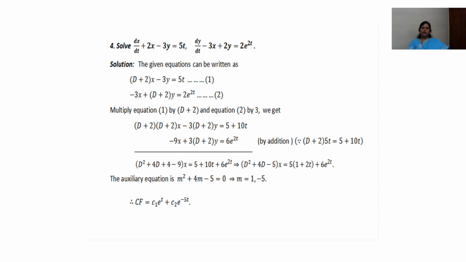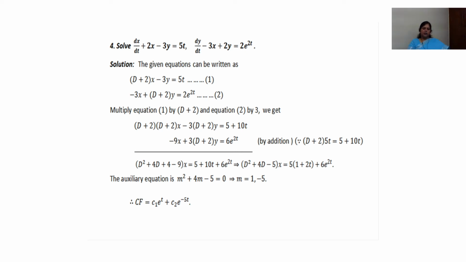Right side value also we have to add here. Now the equation becomes (D² + 4D − 5)x = 5(1 + 2t) + 6e^(2t). So now from this we are going for the auxiliary equation first. From that we can find the complementary function, then we can go for the particular integral.